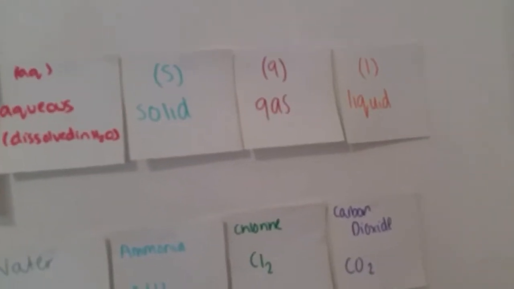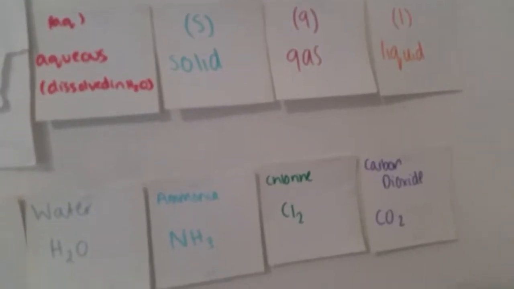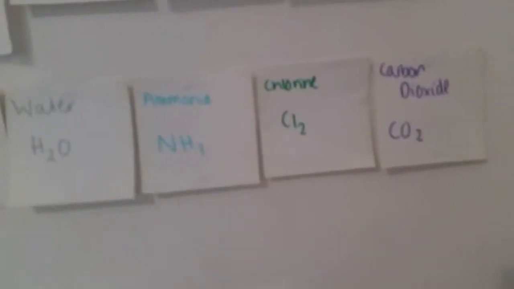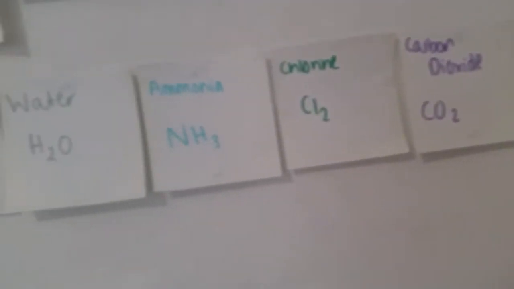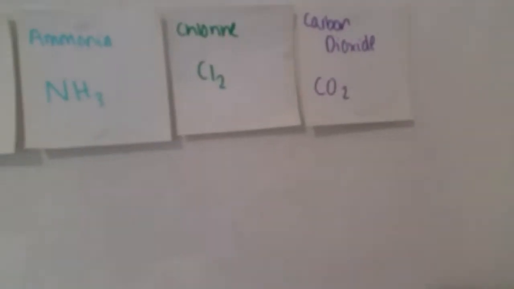Of course, these are the symbols: aqueous, solid, gas, and liquid. They're state symbols, which show the physical state of a substance. Here are the basic formulas for very essential compounds, to be honest. So you've got oxygen, O2, hydrogen, H2, water, H2O, ammonia, NH3, chlorine, Cl2, carbon dioxide, CO2.